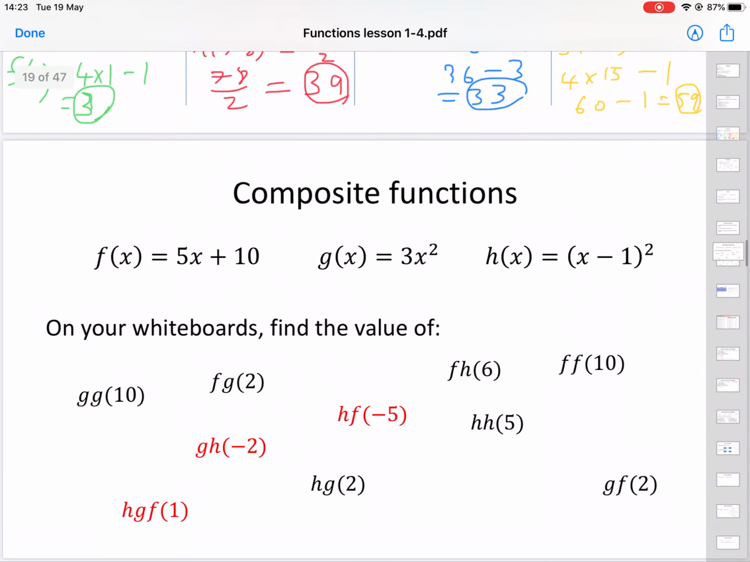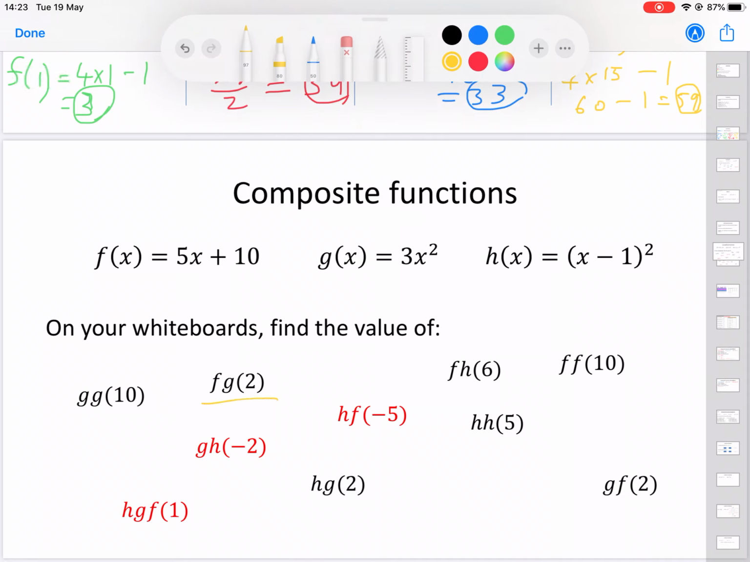So here are some questions for you to have a go at now. Again, a bit like last lesson, it's probably worth doing 4 or 5 examples here. The red ones are the slightly trickier ones. It's basically saying, I'm going to do this question here. That means I'm going to be using the g function first in that one, because it's the one next to the brackets, and then I'm going to use my answer from that and put it into the f function. So pause the video, have a go at those questions, and when you're ready, press play.